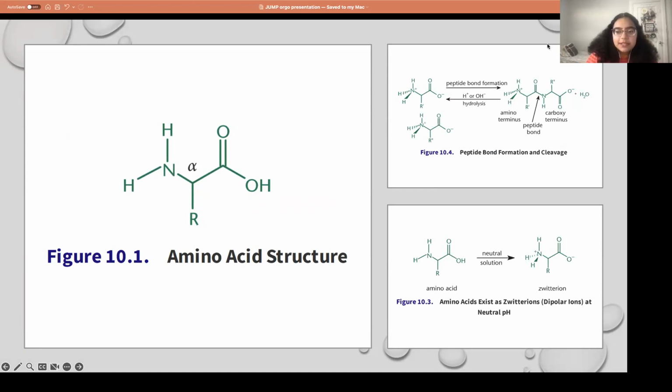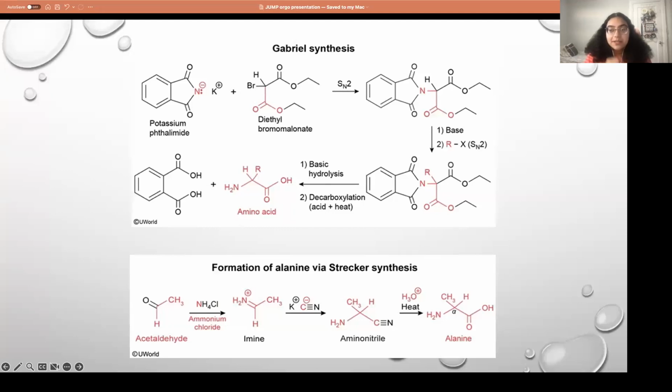Another thing is that they exist as Zwitter ions at neutral pH, because the nitrogen will have a positive charge, but then the carboxylic acid has a negative charge. So at your neutral pH of 7, it's an interesting aspect of them. But again, the properties and the basic amino acids you should have memorized anyway, that's a biochem thing. For Orgo, you might want to know how to make them. The two that they mentioned were Gabriel syntheses and Strecker syntheses.